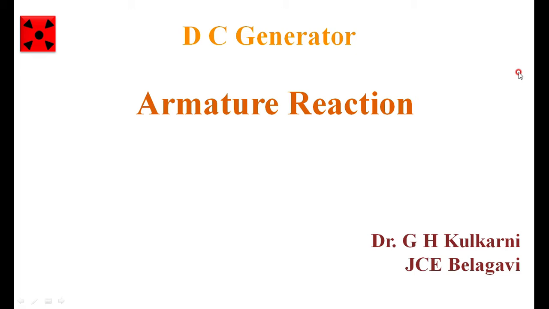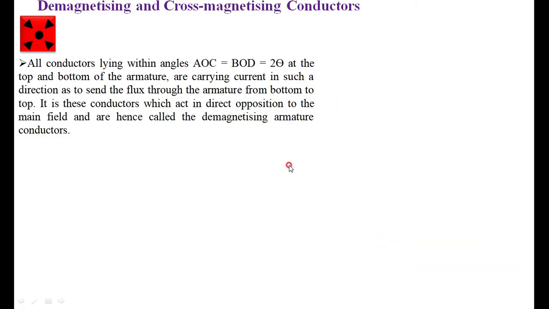In this session, we will derive the equation for Ampere turns, which have the cross-magnetizing effect and the demagnetizing effect, and we will see what the remedies are for this armature reaction. Demagnetizing and cross-magnetizing conductors: which conductors contribute to the demagnetizing effect, and which contribute to the cross-magnetizing effect. First we'll see, then we'll derive the equation.